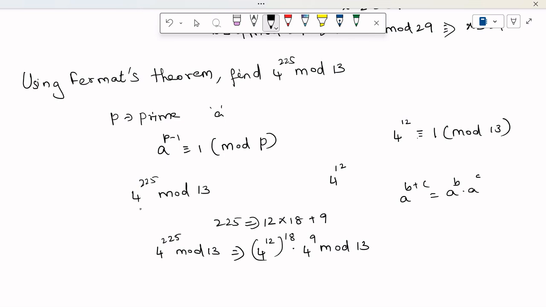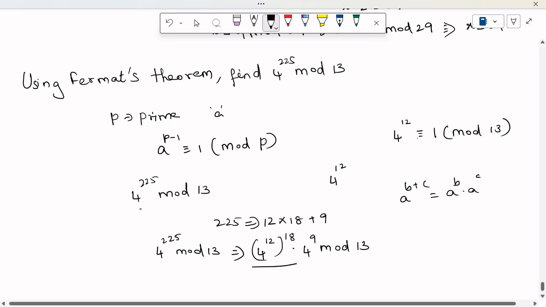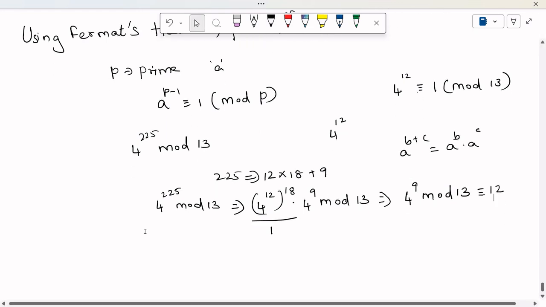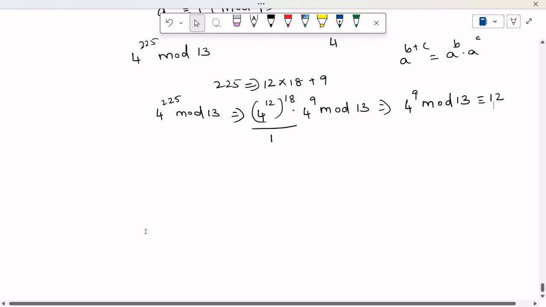So 1 to the power of 18 is 1, so the entire part will become 1. Now we can easily solve this equation. Our equation is reduced to 4^9 mod 13, which is equivalent to 12. So this is how we can make use of Fermat's theorem. We can see one more example, applying Euler's theorem.